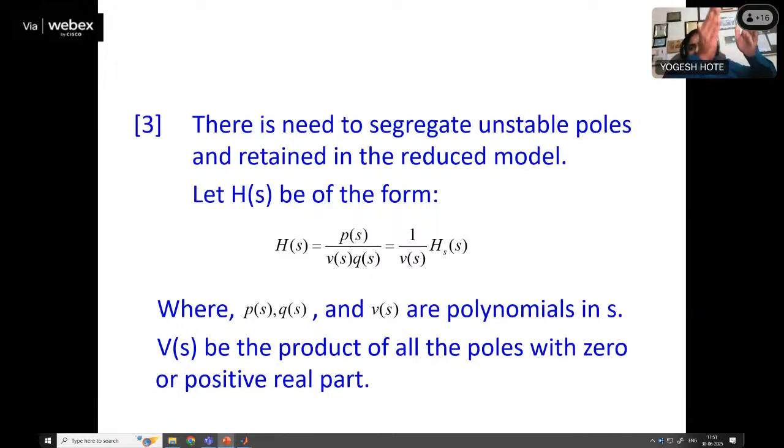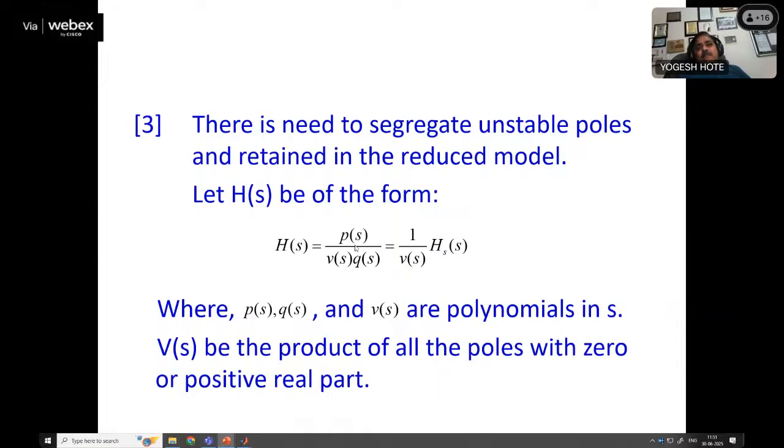So let us say we have a 10th order system, 8 are stable poles and 2 are unstable. Out of the 8 you can reduce to 6th order, and the unstable poles are kept separate, so the reduced order becomes 8. That means you cannot reduce below that, because the 2 unstable poles will always be there. So this is the way he has explained.